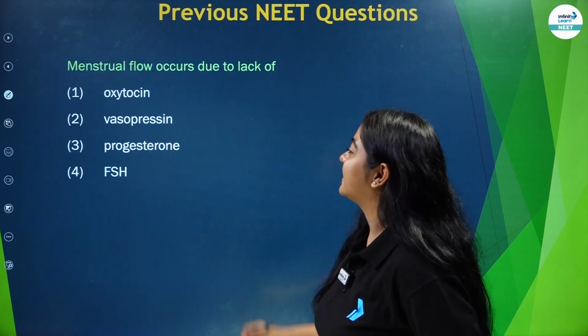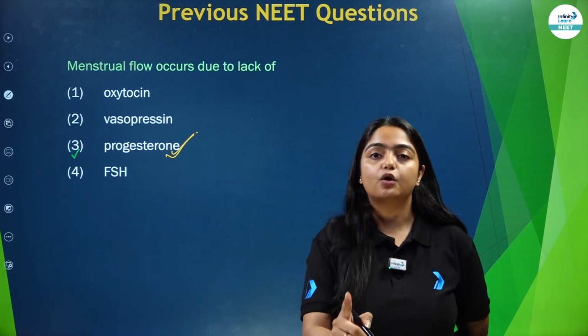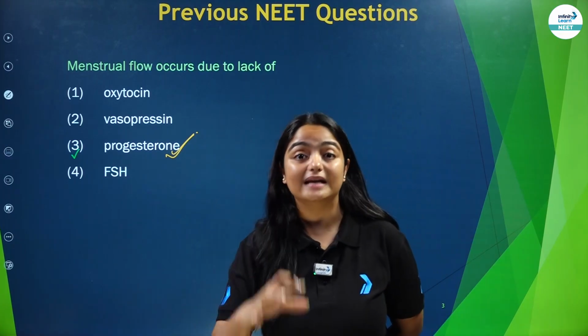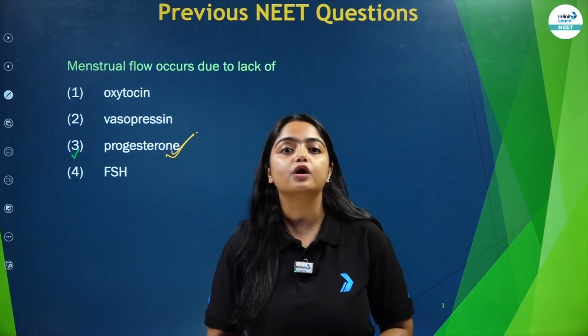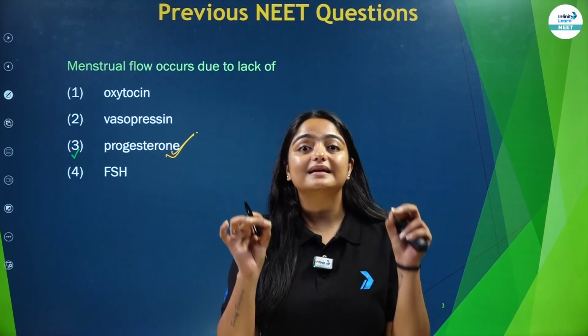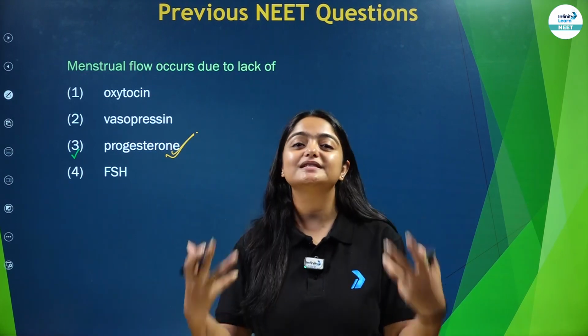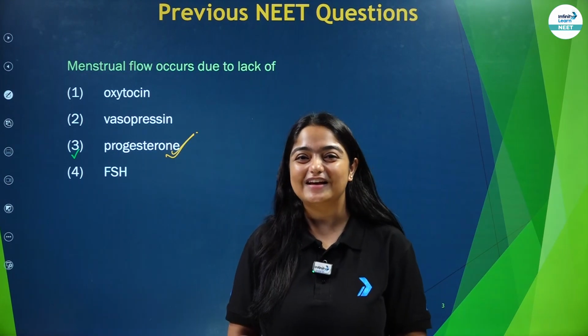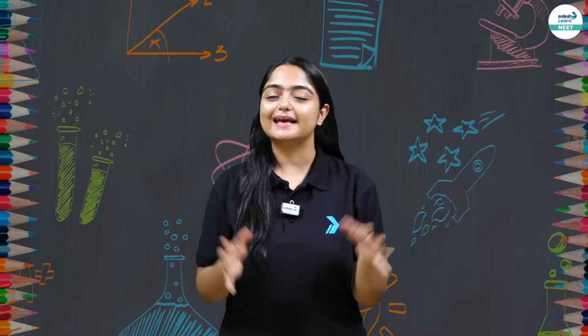Yes, absolutely correct. The correct answer over here would be progesterone. Progesterone is the hormone. If the progesterone hormone is lacking, only then will the menstrual flow take place, because progesterone is the hormone responsible for maintaining the endometrium lining of the uterus, and that is how it is maintaining the pregnancy as well, right?